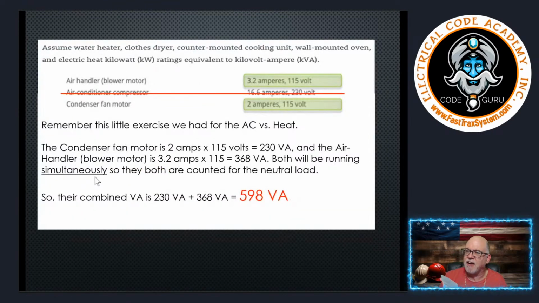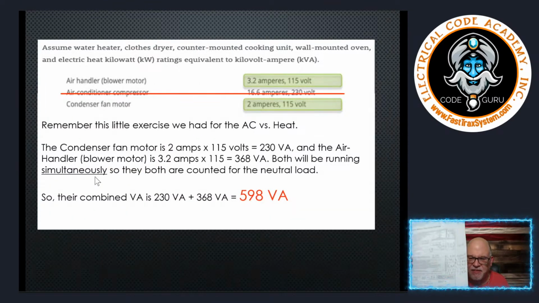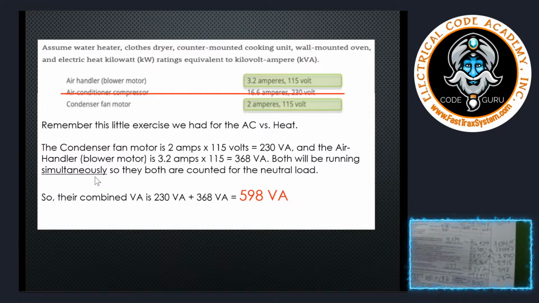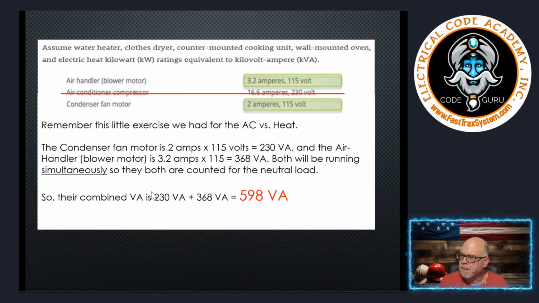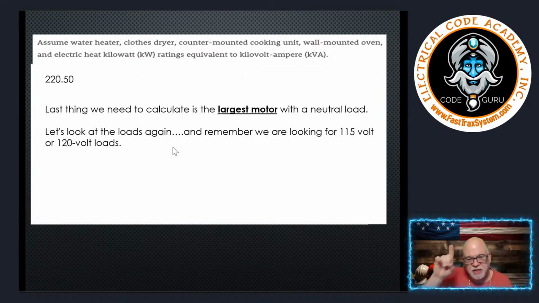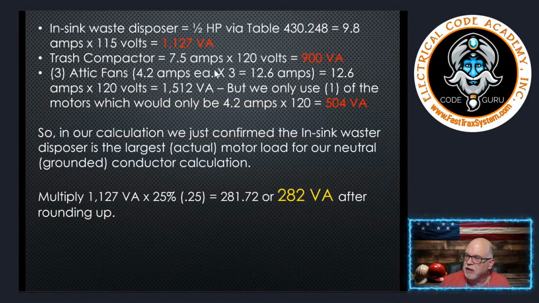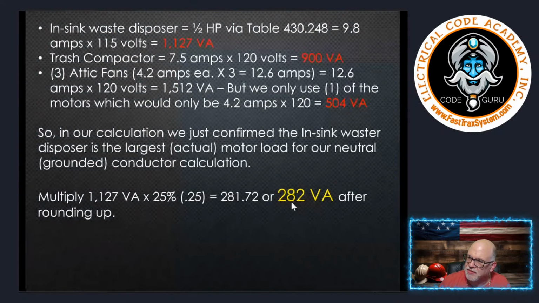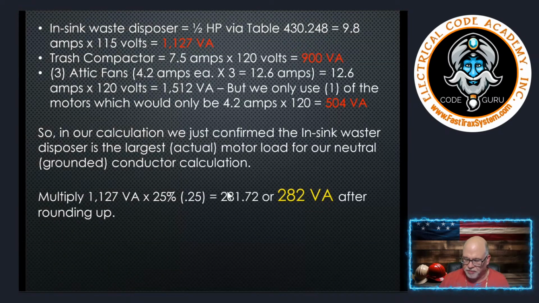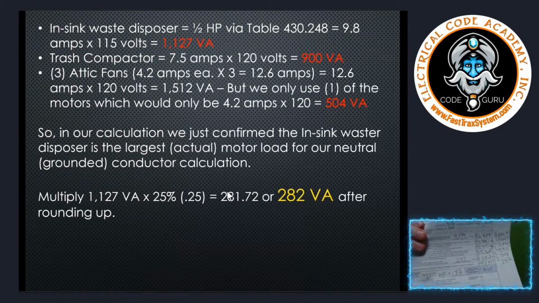And there's the air handler and the condensing fan, the 585. As you can see, that's what we got down there. You can see it under that 5915. Check. And that largest motor that we still have to take into consideration, don't forget that. We looked at it all, and again, it was the same situation when it came to neutrals. The largest motor was the same as before, that in-sink waste disposer. That's where that 282 came from. And as you can see, that is our value down there.